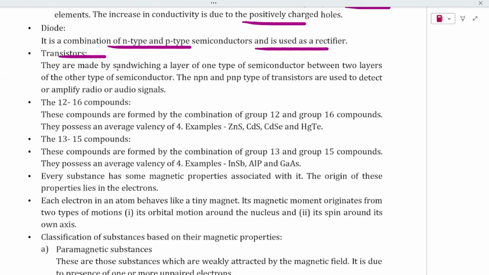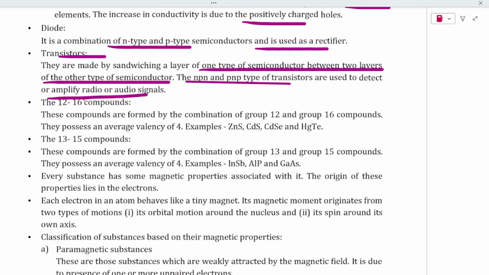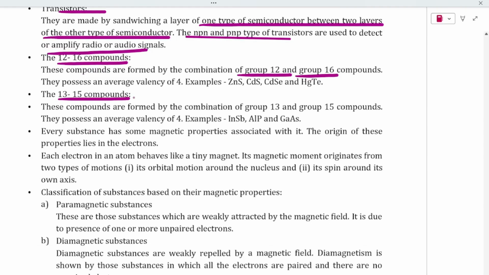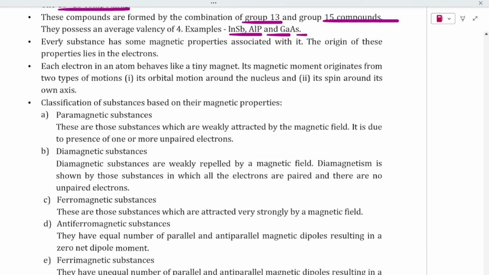Transistors are made by sandwiching a layer of one type of semiconductor between two layers of the other type of semiconductor. The NPN and PNP types of transistor are used to detect or amplify radio or audio signals. The 12-16 compounds are group 12 and group 16 compounds, and 13-15 compounds are like gallium arsenide and all.